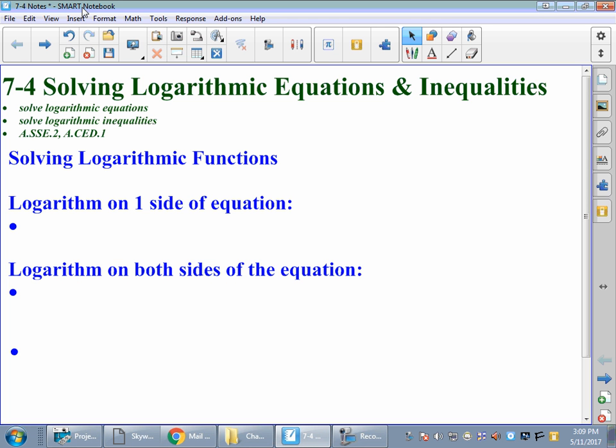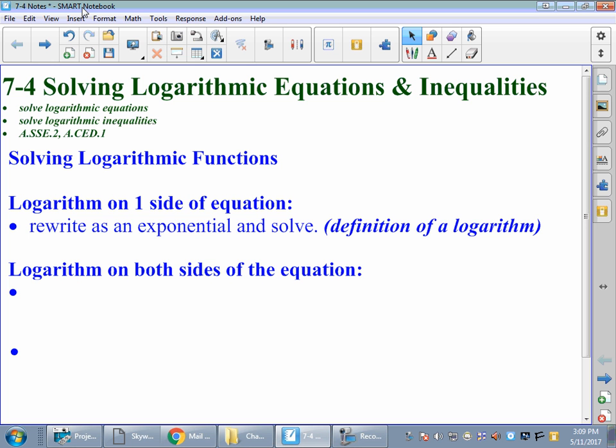So our two methods depend on what we have in the original equation. If there's a logarithm on one side and not the other, so you have log base something is equal to a number or a variable, but the log only shows up on one side of the equation, you're going to transfer it into exponential form and solve. This approach is called using the definition of a logarithm.